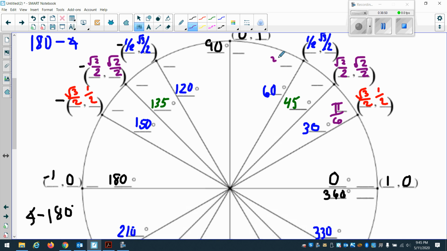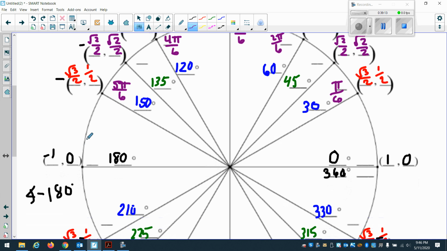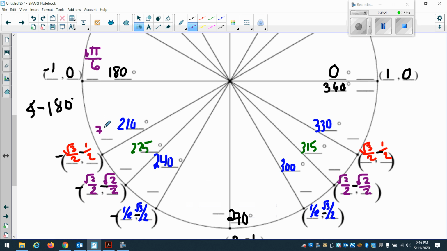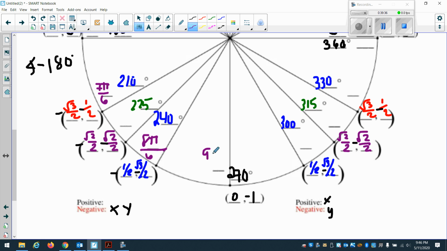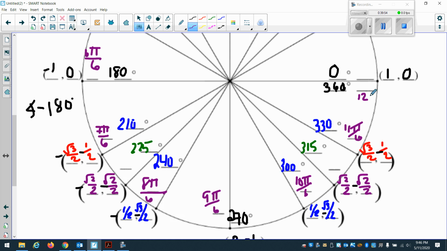So pi over 6, 2 pi over 6, 3 pi over 6, 4 pi over 6, 5 pi over 6, 6 pi over 6, and we have 7 pi over 6, 8 pi over 6, 9 pi over 6, 10 pi over 6, and 11 pi over 6, and this would be 12 pi over 6.